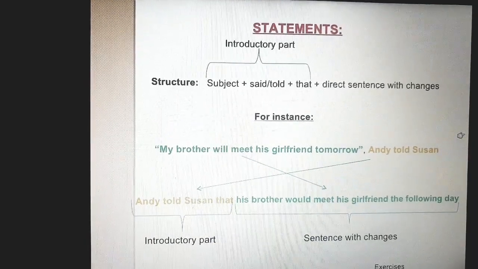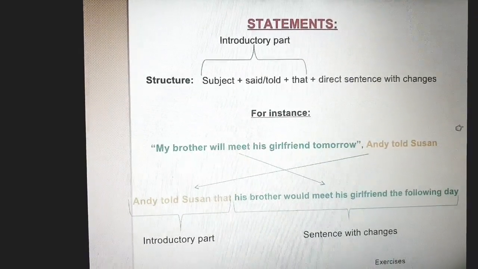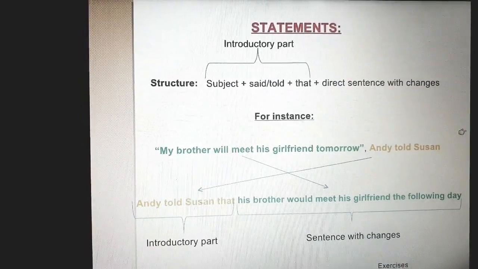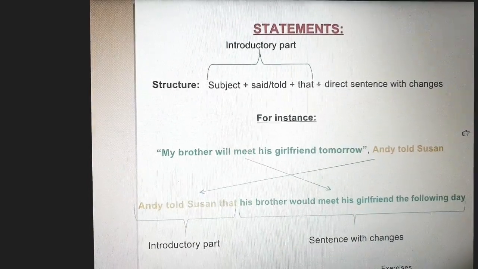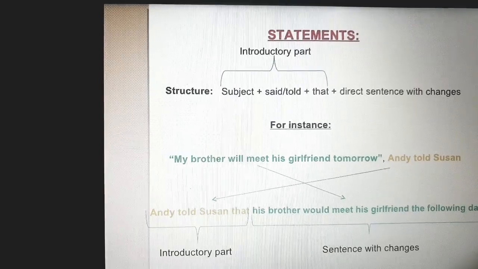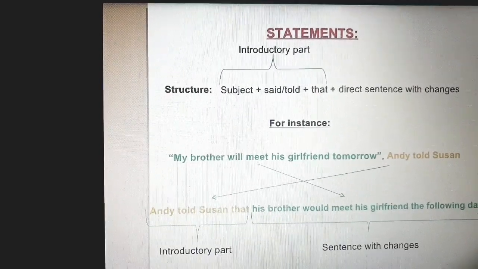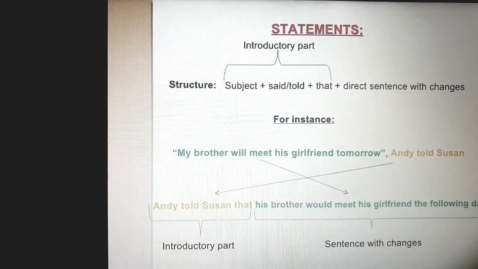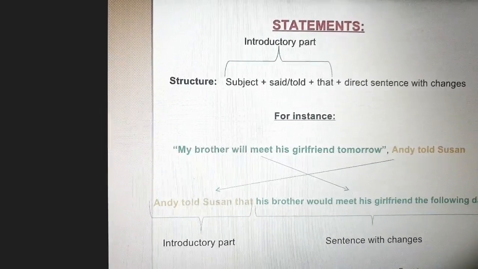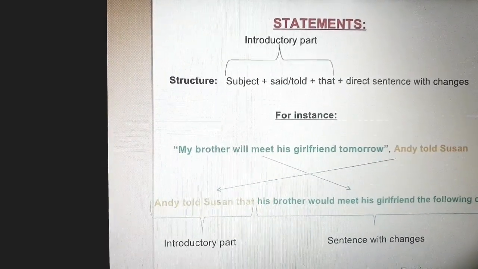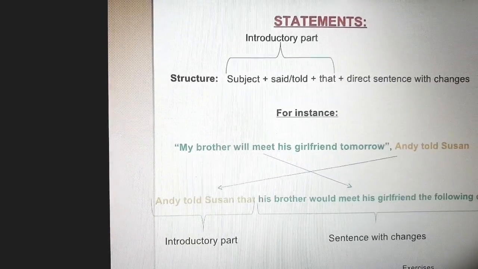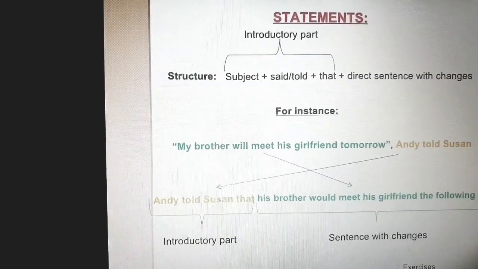But if I want to say, Sally said to me, after said you should put to, so what do we put? The objective pronoun. When you want to say he told, you cannot say he told that. No, told should always be followed by an objective pronoun, or maybe a noun. I may say Sally told Ahmed, or Sally told mom, Sally told the teacher.